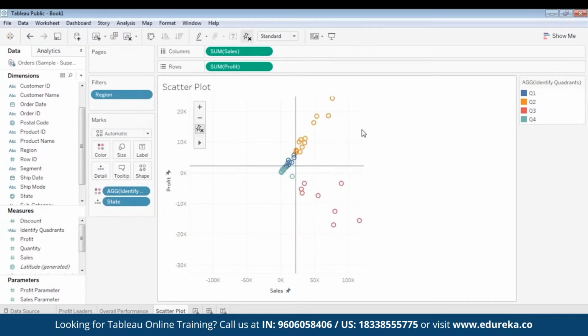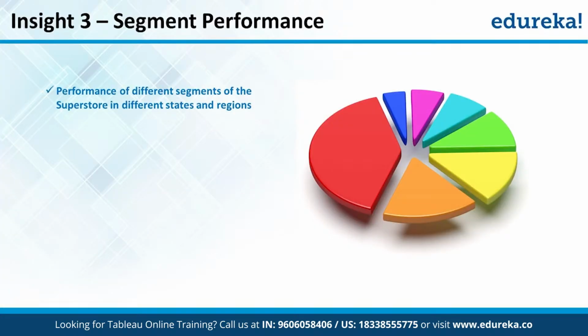So we have answered our second question as well. Now let's move ahead to a third question, right? The third question is how different segments of Superstore are doing in terms of sales and profit in different regions as well as states. Now we know about states, so now we will drill down to different segments.